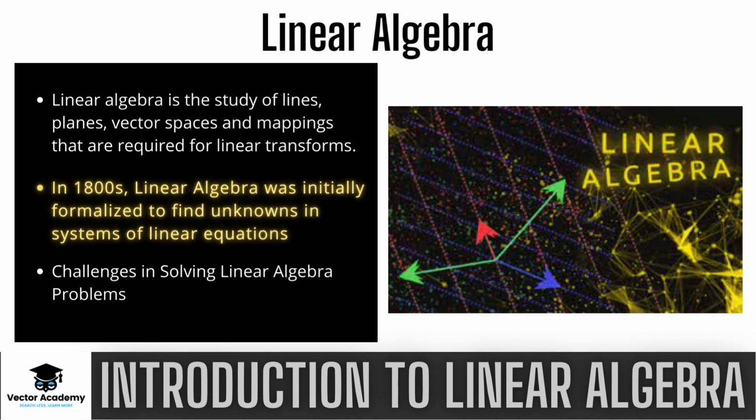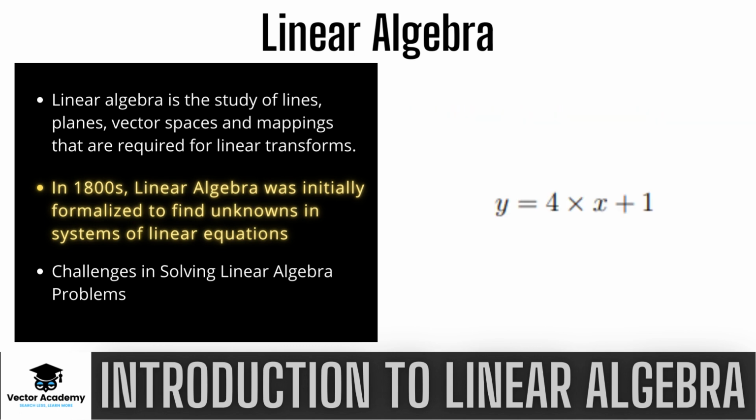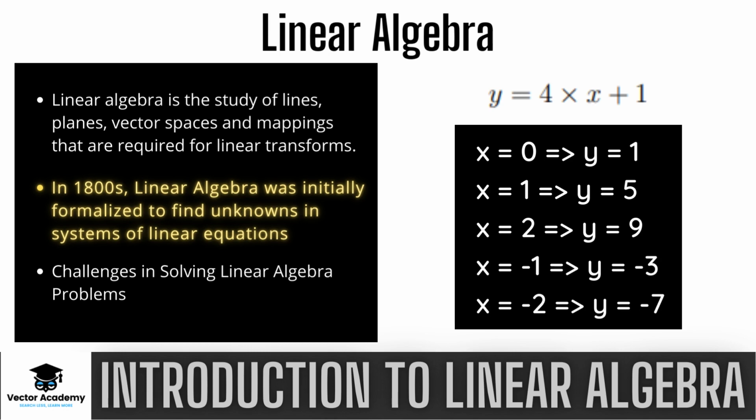In the 1800s, linear algebra was initially formalized to find unknowns in systems of linear equations. A linear equation is just a series of terms and mathematical operations where some terms are unknown. For example, y equals 4x plus 1. Equations like this are linear in that they describe a line on a two-dimensional graph. The line comes from plugging in different values into the unknown x to find out what the equation or model does to the value of y.